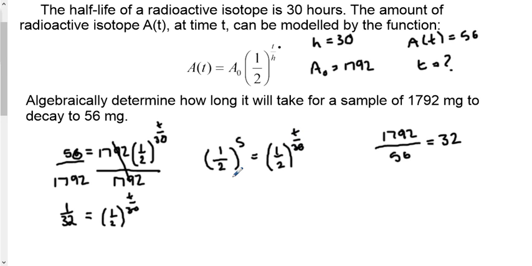So now that I've got a common base, I can equate my exponents. So I can say that 5 equals t over 30. Now since I'd like to solve for t, I can multiply both sides of this expression by 30, meaning those will cancel on this side, and I'll obtain a time of 5 times 30, or 150 for t.